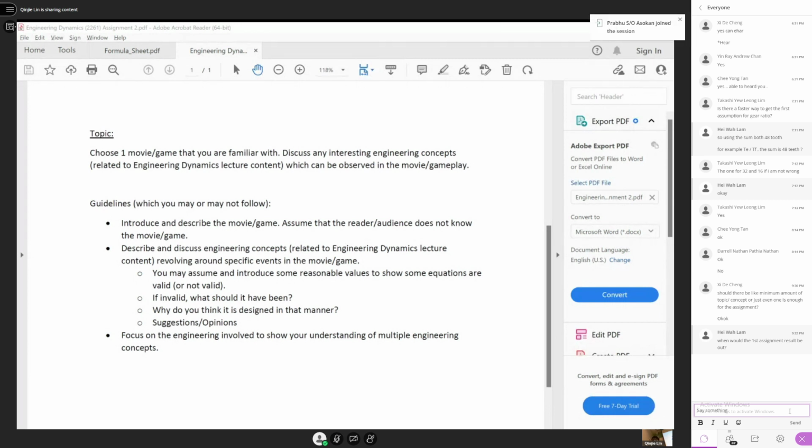When would the first assignment result be out? I haven't marked yet, so I'm going to mark in the next few days. But I don't know whether it will be released to you all. I'm not sure. Okay, but I'll be marking in the next few days. So to answer your question, I don't know from your perspective whether it will be out, lah. That one I'm not sure.